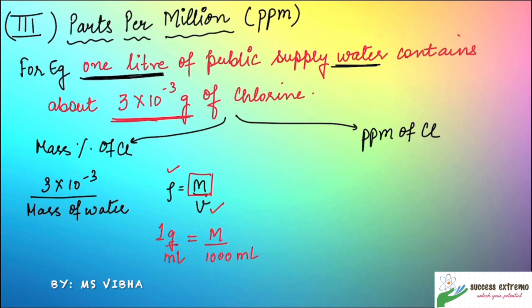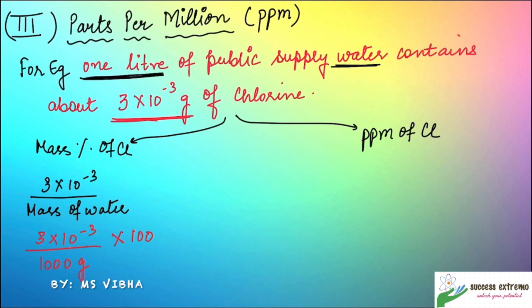Volume of the solution is given in liters, so we will convert that into milliliters and calculate the mass of the solution as 1000 grams and use it in the formula to calculate the mass percentage of the chlorine, which ultimately comes out to be 3 into 10 raised to power minus 4 percentage of chlorine.